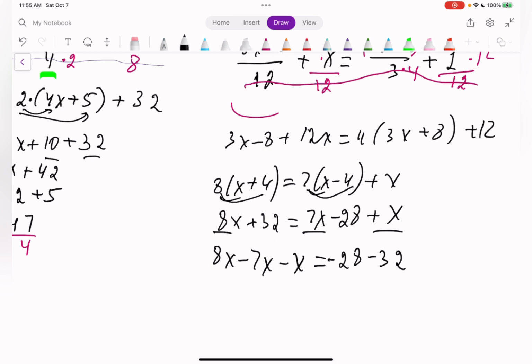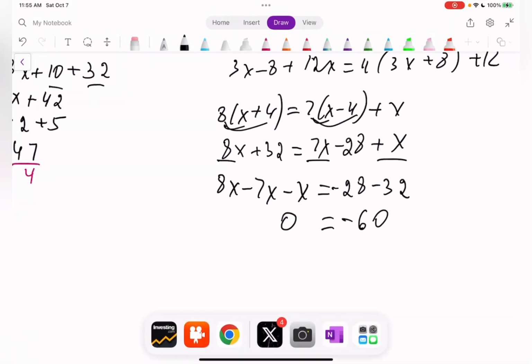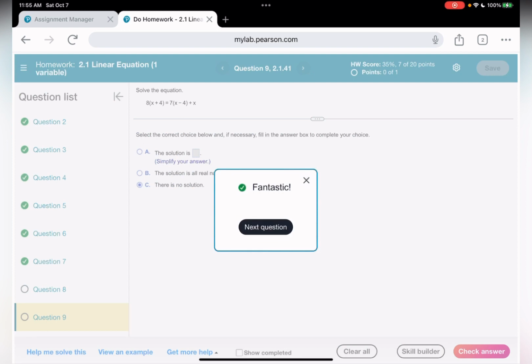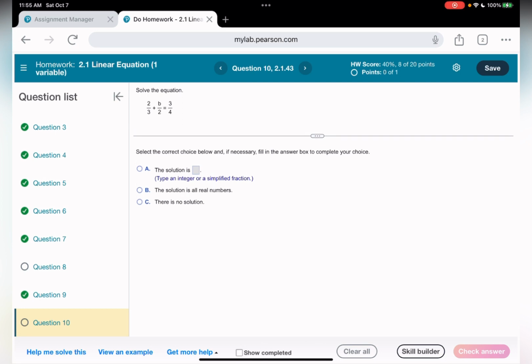So what do I get here? 8x minus 7x is 1x, x minus x is 0. Here, what do I get? Negative 28 and negative 32 is negative 60. Well, 0 is equal to negative 60. If anybody can prove that 0 equals negative 60, they will be the next Nobel Prize winner. But as of now, we say there is no solution for this one, because 0 can never be equal to negative 60. No solution. Fantastic. Question number 10.